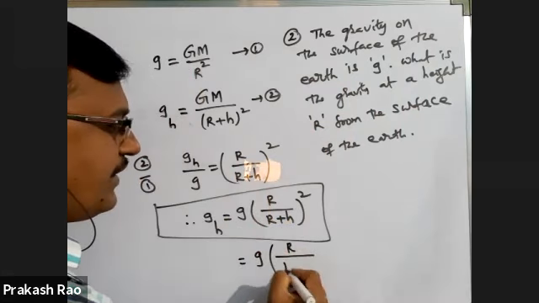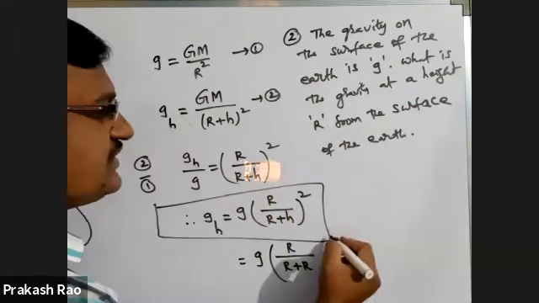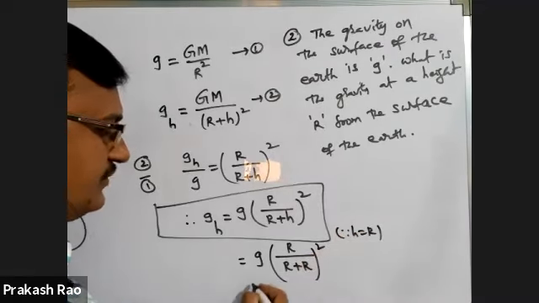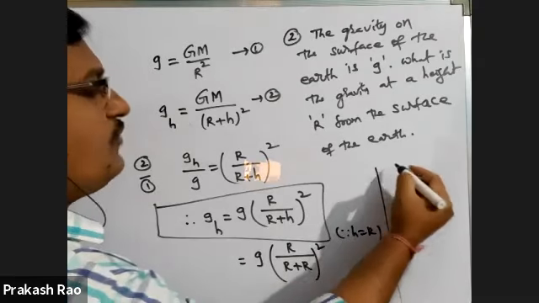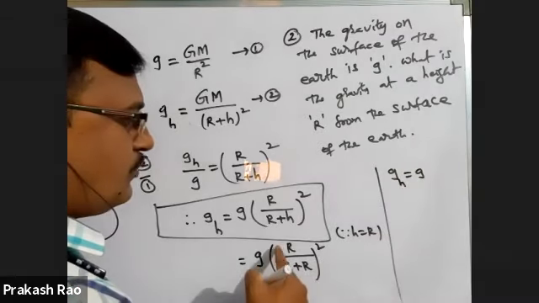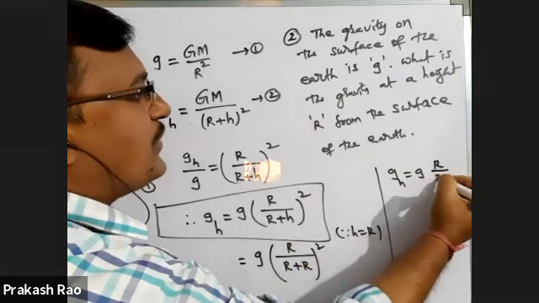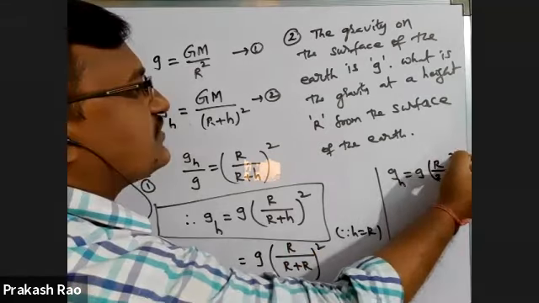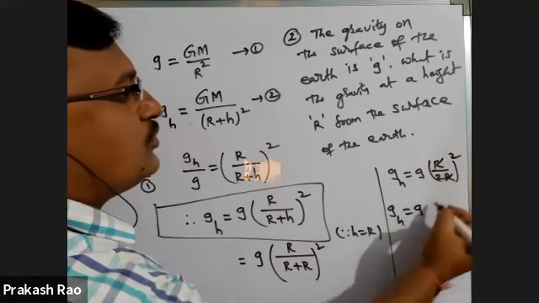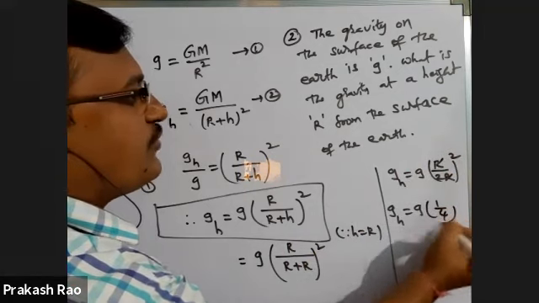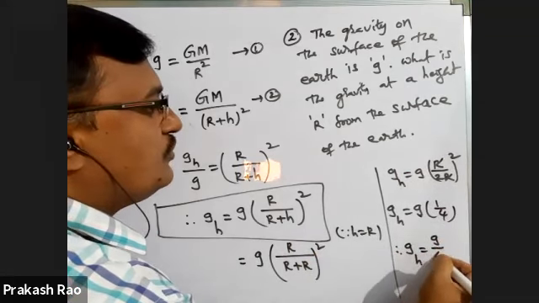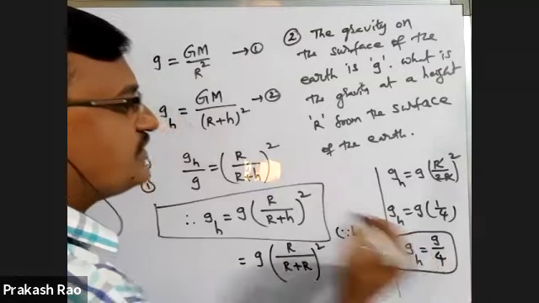Therefore, you substitute all the values in this equation. This is R by R plus R, because here h is equal to R, so whole square. If you solve it, gravity at a certain height is equal to g into R by R plus R, which is 2R, whole square. gh is equal to g into R, R is cancelled, 1 by 2 whole square. You will get it as 1 by 4. So therefore, finally you are getting gh is equal to g by 4, my dear students.